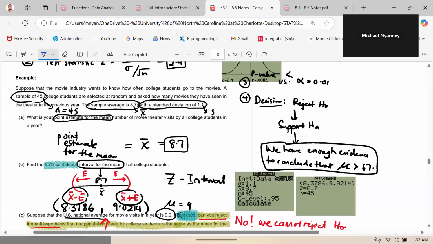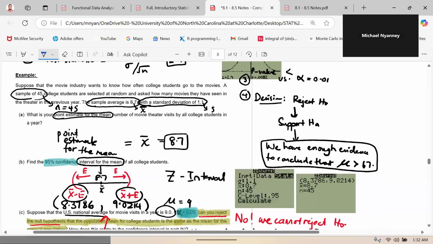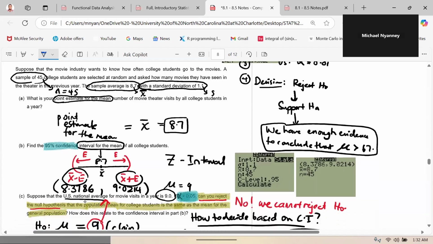Okay, there's an example that is very interesting here. Out of the question, we want to know our point estimate. The point estimate is your x-bar. From this question, out of the sample, we have a sample average of 8.7. So that is your x-bar. And find the 95% confidence interval for the mean of the college.